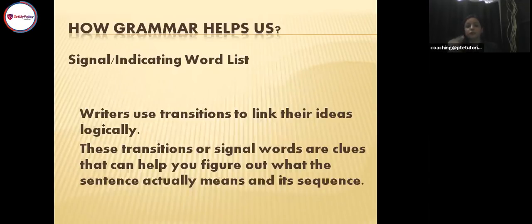I used the word cohesion, I used the word story. What does this mean? This means sequence matters. And what do we have to do here? We just have to arrange my sentences in the correct sequence. That's why indicating words are really very important.